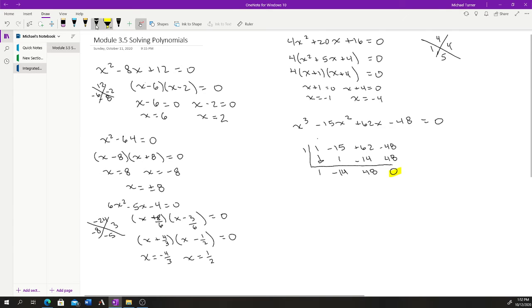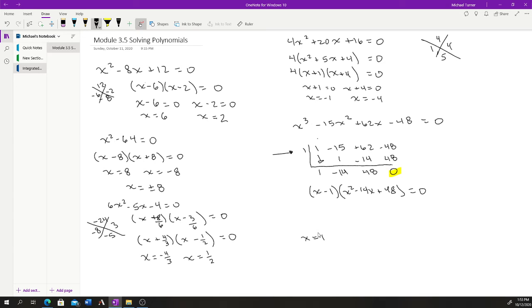So what does that mean? Well, now we can write this in factored form. This is x minus 1. Remember, it's always the opposite sign on the outside here. So it's x minus 1 times, and I have 3 numbers. So going from constant up, constant, linear, this is going to be a quadratic function, x squared minus 14x plus 48 equals 0. So for sure, I already know that x equals 1 is going to be a solution here.